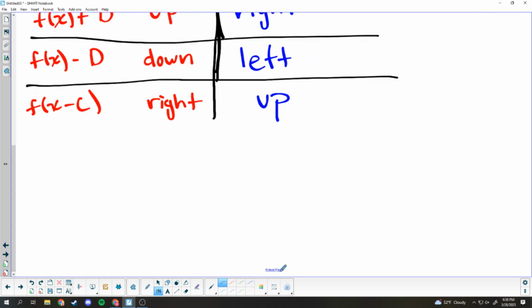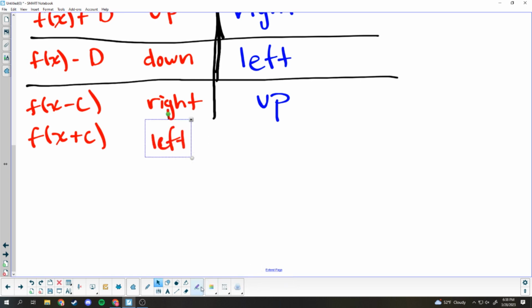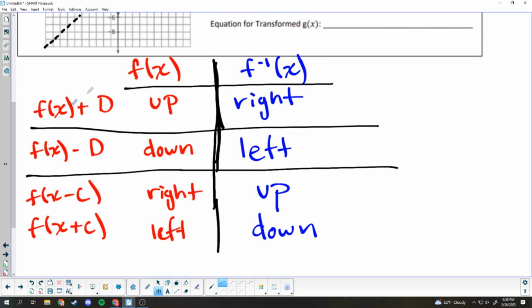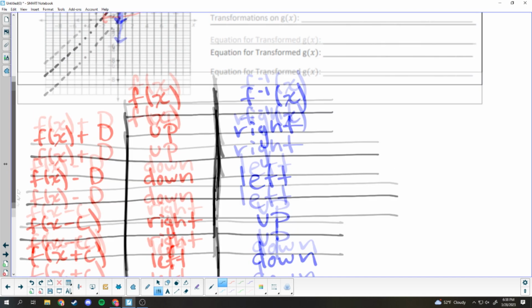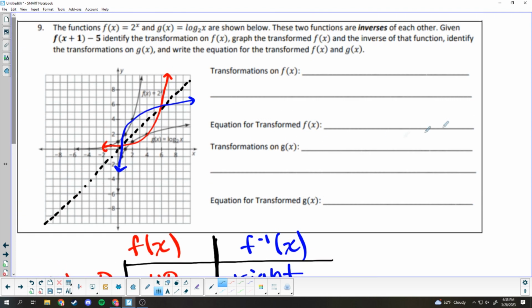And the same is true if I shift to the left. If I grab my initial function and move it to the left, f of x plus c, that's going to mean when I graph my inverse, that's going to move me down, okay? So using this table, using what transformation is happening to the original, you can figure out what transformations happen to the inverse. You can then write the equation for it.